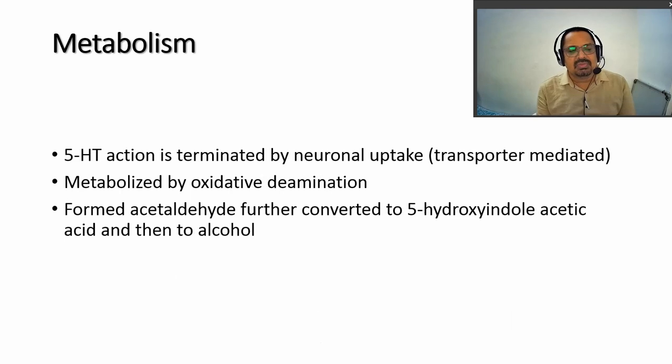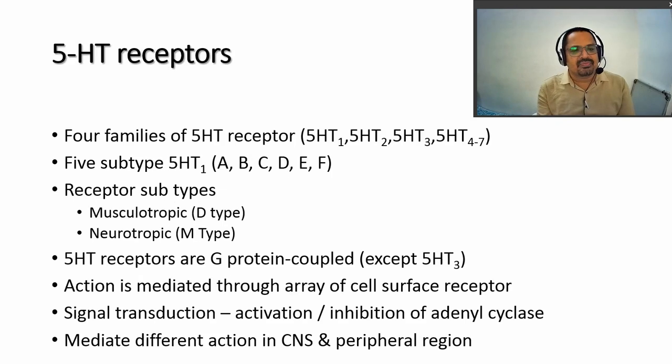As far as the metabolism of 5-hydroxytryptamine is concerned, its action is terminated by neuronal uptake. It is taken up and metabolized by oxidative deamination. Oxidative deamination is the pathway by which 5-HT is metabolized, as well as its action is terminated by neuronal uptake. It will be taken up by the nerves which have secreted it. Then this deaminated product, the aldehyde, is further converted to 5-hydroxyindole acetic acid and then subsequently converted into alcohol and excreted out.